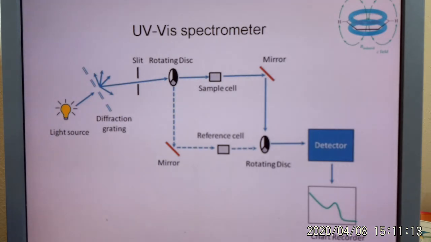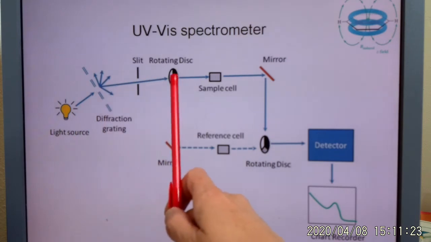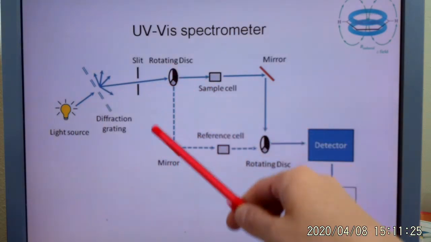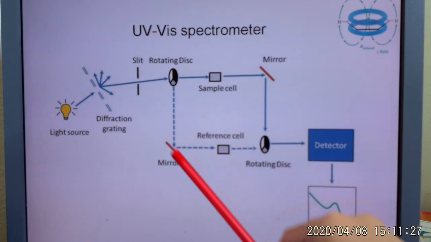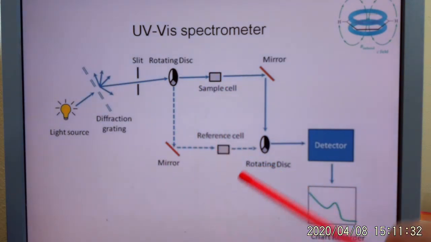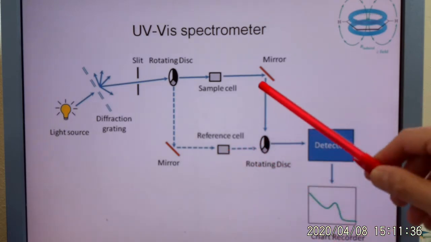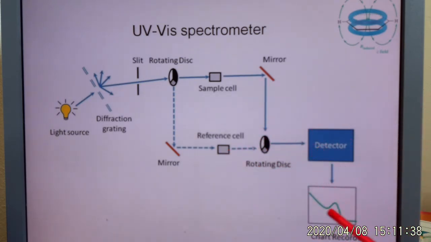How does it work? It looks very much like what our monochromator for the IR looks like. You have a light source, it goes through the diffraction grating. We have this going through a rotating disc. Your beam gets split. One goes through your sample, one goes to a reference cell, and then they get recombined, subtract off your reference cell, go to your detector, and then you get your chart recorder, and that tells you what the spectrum looks like.